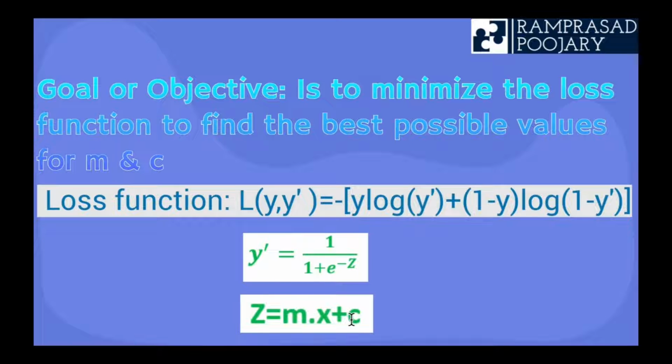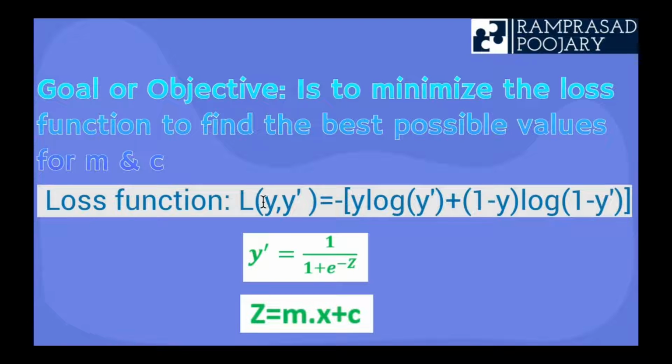So when m and c get updated, the z value changes, and if the z value changes, then y dash gets updated, and as and when y dash changes, the loss value also will be affected. The goal of this process is to minimize the loss function, and when the loss is minimum, the m and c values we get are called optimum values. So we need to find optimal values for m and c, and that is when the loss is minimum, because the loss value indicates the error between the actual and the predicted labels. We want to minimize this gap between y and y dash, and that is possible when the loss value is minimum.